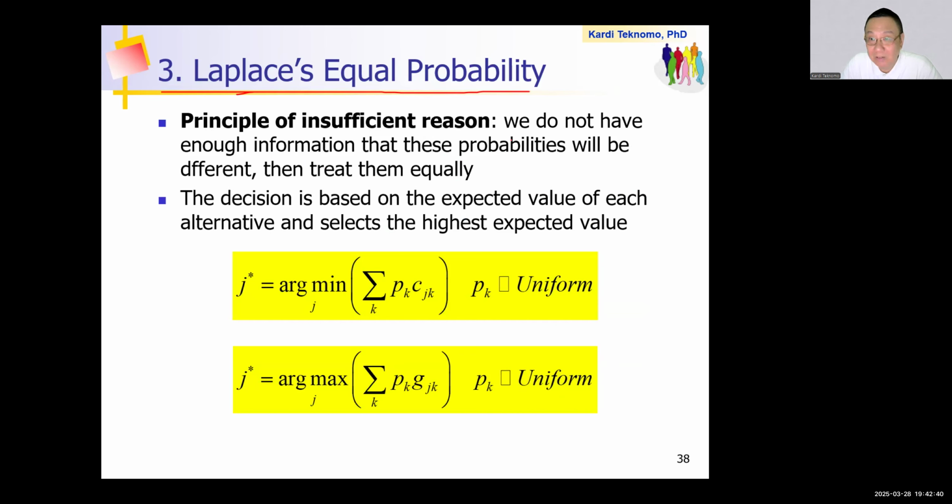So without knowing, since elementary school, you already use this. When you have a pizza and you have 4 persons, what will you do? You will divide by 4, right? Every time you do division, what you actually do is assume a uniform distribution. You are already applying the principle of insufficient reason. So the decision is based on the average in this case.